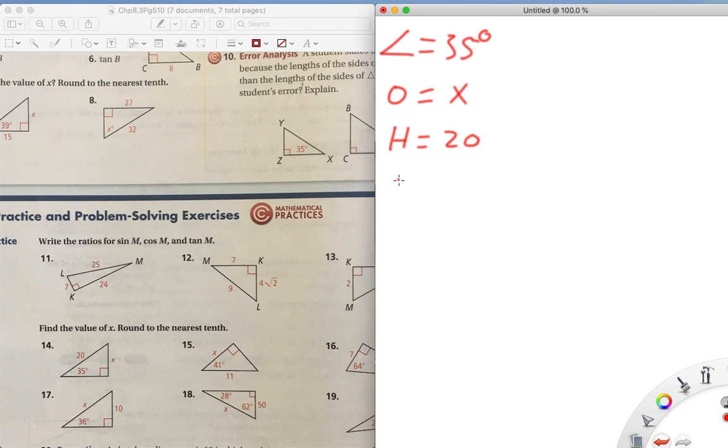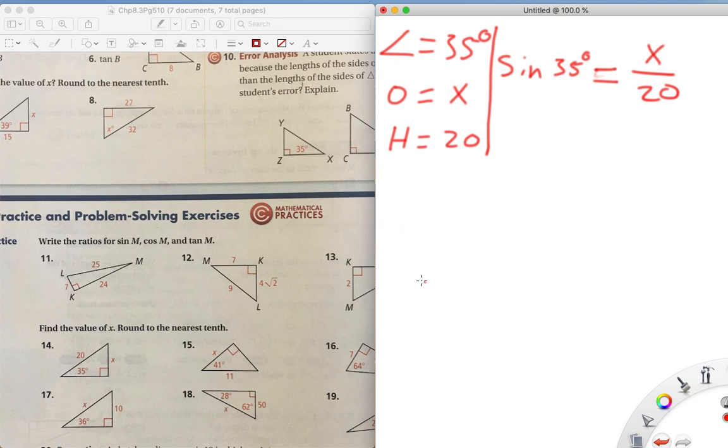So we're looking for x. They give us 35. Notice that the x is opposite and the 20 is the hypotenuse. So if we look at our SOHCAHTOA, the one that has opposite and hypotenuse is sine. So when I write this out, it's going to be sine of 35 degrees is equal to opposite over hypotenuse. So x over 20.